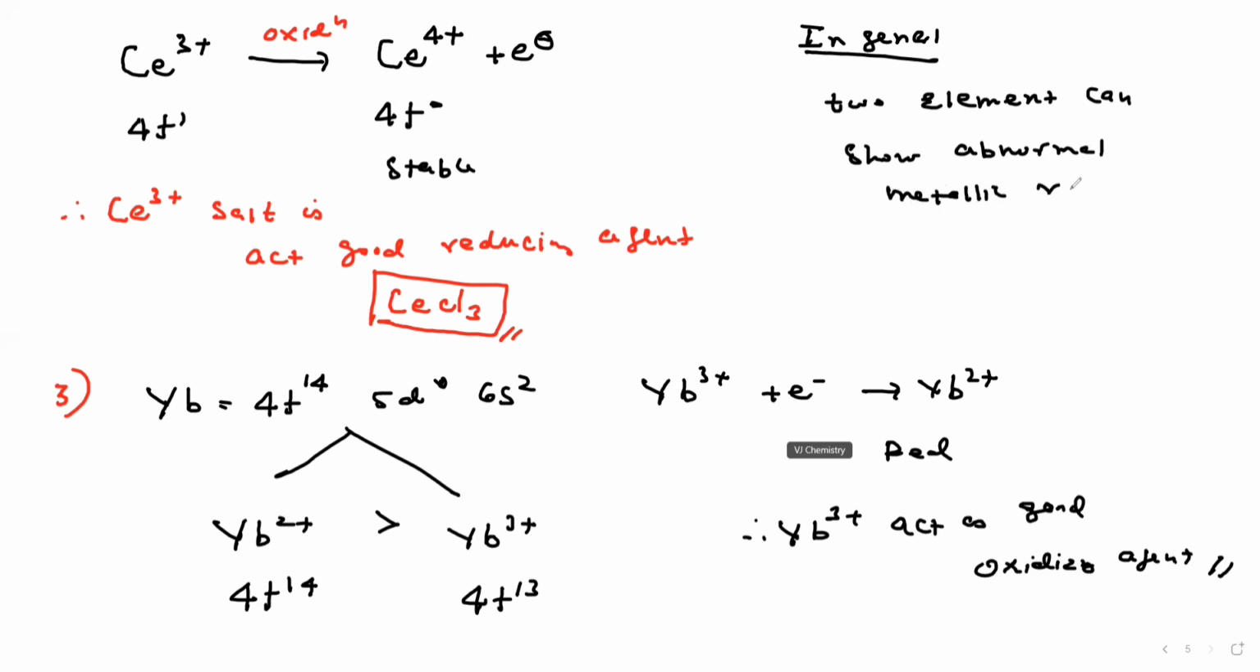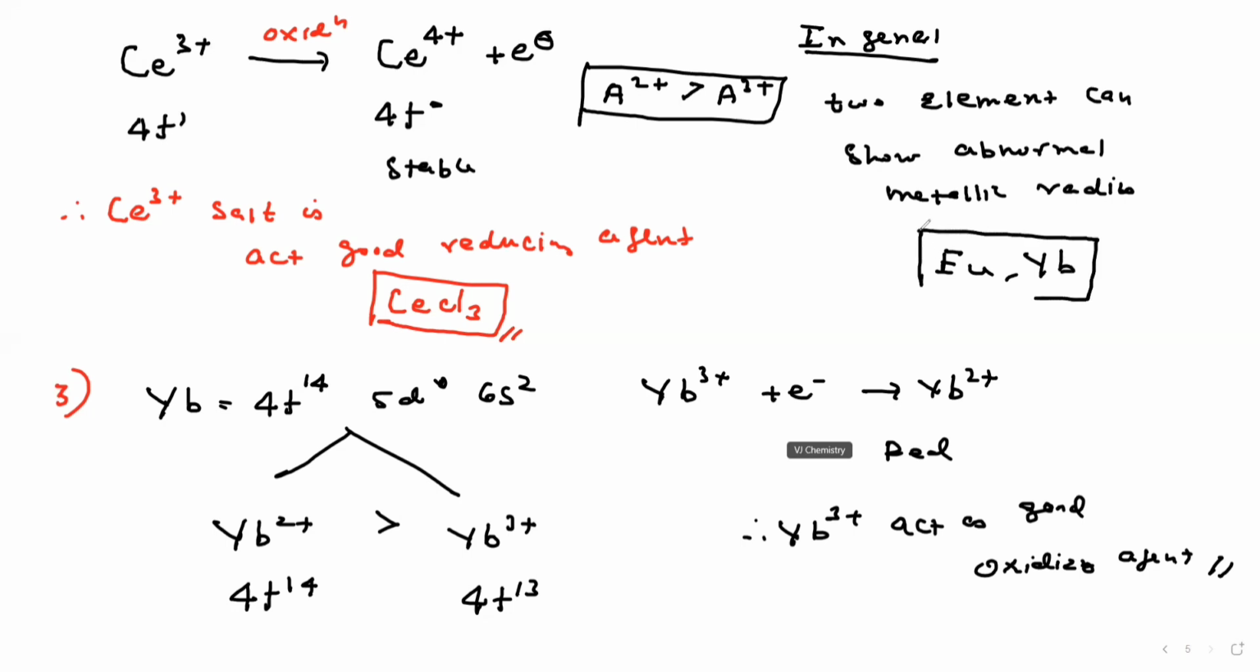Which elements? Listen, actually, the lanthanide elements 3 plus. You know A 2 plus and A 3 plus: the higher the positive charge, the lower the size, so A 2 plus is always bigger than A 3 plus. In lanthanides, the common oxidation state is plus 3. Which two elements can show plus 2? Europium and ytterbium, right? These two elements can show abnormal metallic radius compared to other elements, because they can exist in the plus 2 state, not plus 3. You got the point. Very, very important key points.